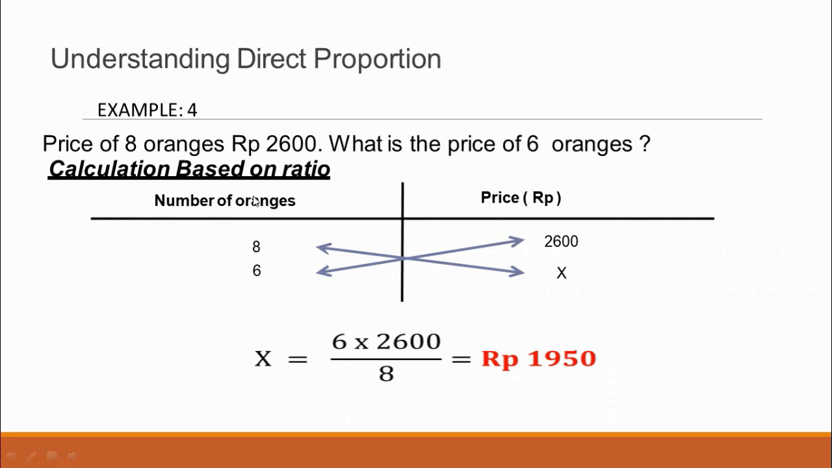So the number of oranges: in the first description, there are 8 oranges, and in the second sentence, there are 6 oranges. In the first sentence, the price is 2600, and in the second sentence, the price is unknown. So using direct proportion, multiply these two quantities and multiply these two quantities. So 8 multiplied by x and 6 multiplied by 2600.